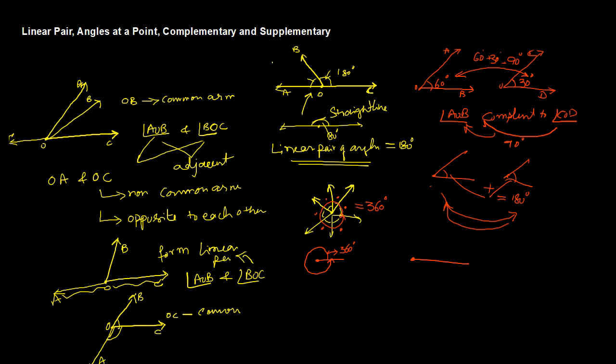If this is 30 and this is 60, these two can be adjacent, and still they are complementary. There is no condition that they have to be adjacent to each other, but they can also be separate. But the sum of these two is 90, it's going to be complementary, or if the sum of these two is equal to 180, it's going to be supplementary. They can be adjacent or they can be separate. So that's a condition you need to remember in this.